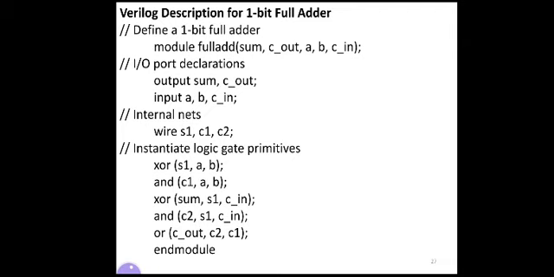Then end the module. So this is the 1-bit full adder Verilog HDL description. This is how you have to write the program based on the logic circuit diagram. For writing a Verilog HDL program in gate level modeling, you should know the circuit diagram of that particular combinational circuit or sequential circuit.